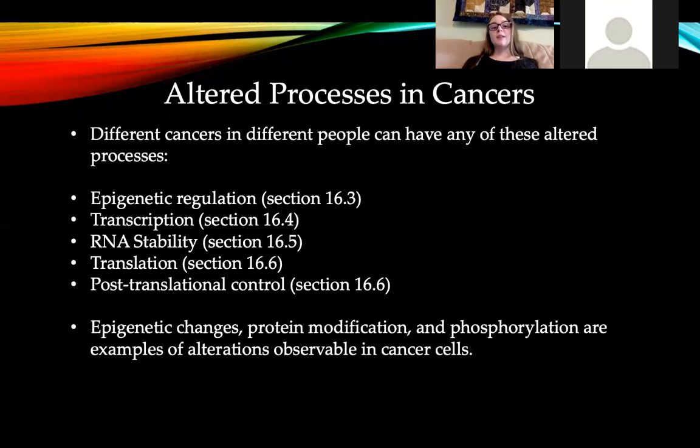Okay, so the altered processes in cancers. Different cancers and different people can have any of these altered processes, and rather than go back into detail too much, I actually just went ahead and listed the sections in chapter 16 that each came from, and I just assumed that if there's any interest, people could go back and look at that themselves rather than me go back again and repeat myself. Epigenetic changes, protein modification, and phosphorylation are examples of alterations observable in cancer cells.